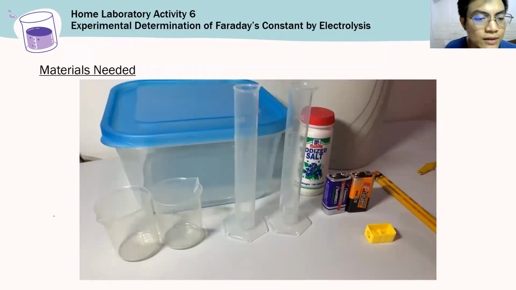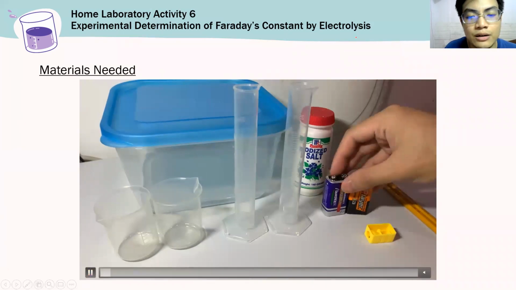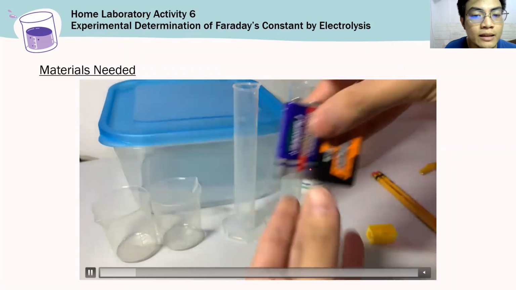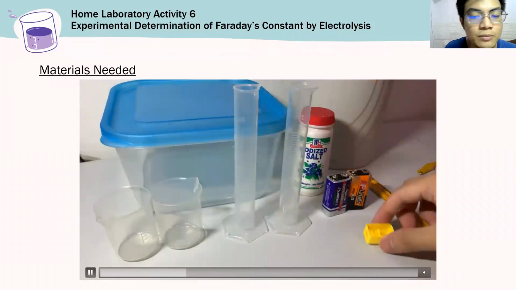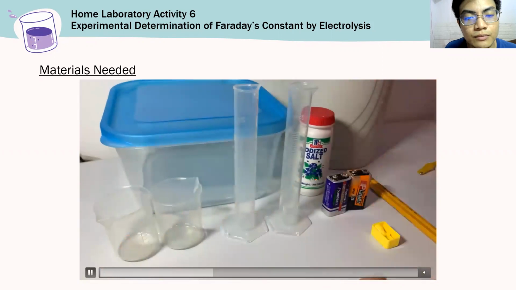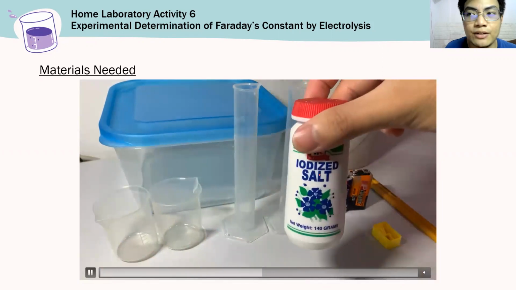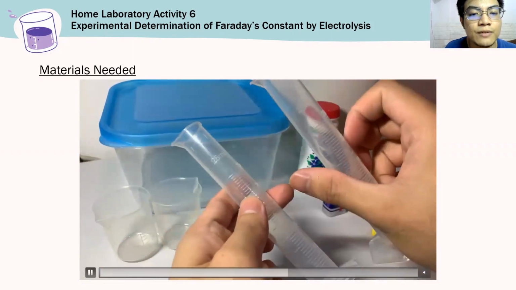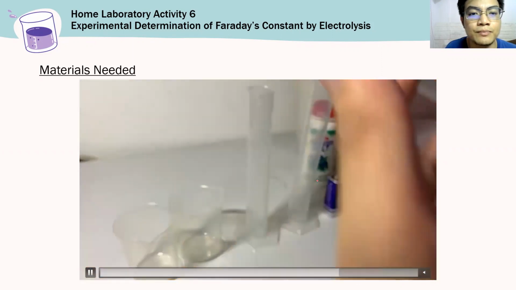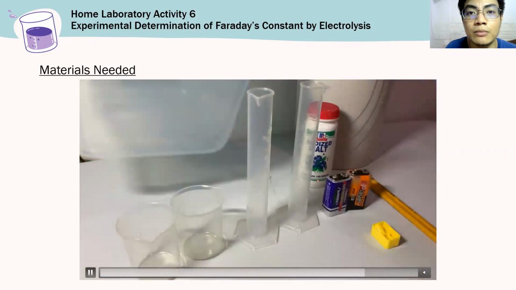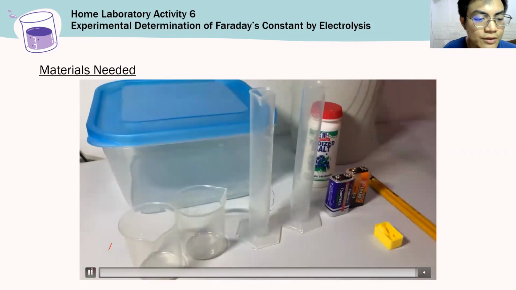So for your home lab activity, you have the following materials needed. I'll just play this short clip. You have to have a 9-volt battery, 2 pencils, a sharpener, alligator clips, some iodized salt. You can have either graduated cylinder or beakers, or if you have test tubes, you can do that as well. And finally, you can have a tub. And of course, water.